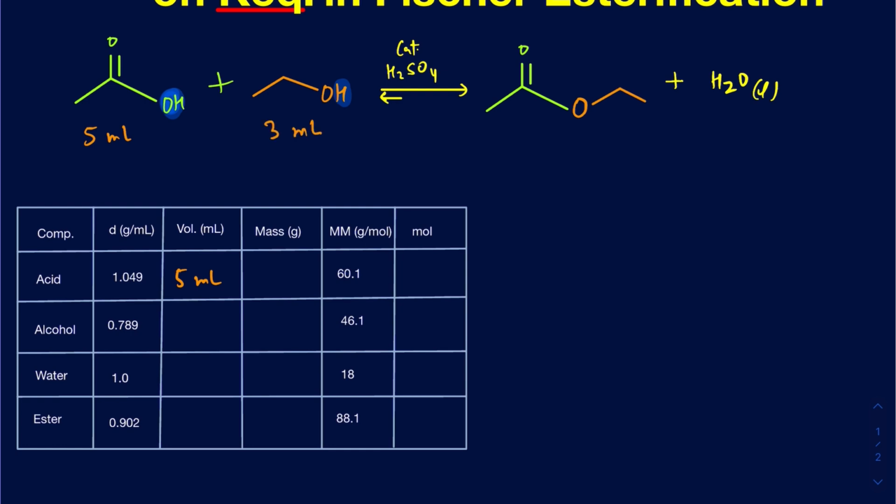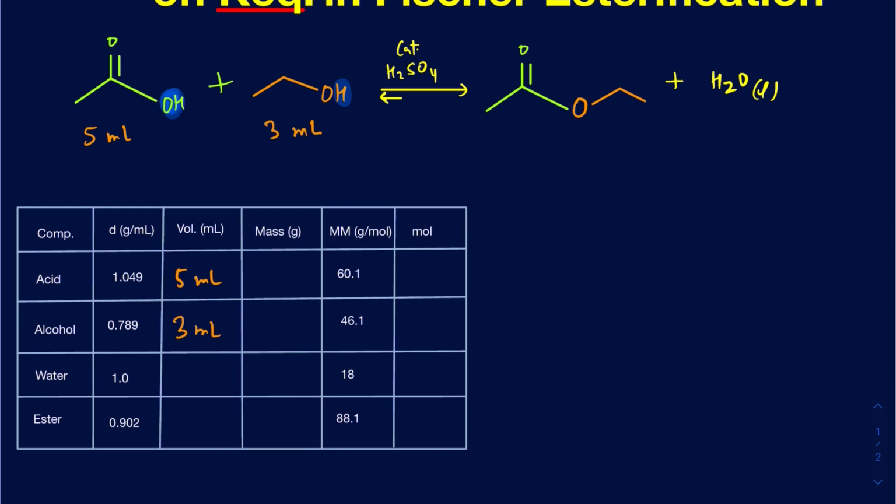All right, I'm just making up numbers here so that we can use those in the calculations, and you may very well have different numbers. So that's going to be 3 milliliters right there. And using the densities, I want to figure out what their mass is going to be so that eventually I can figure out their moles.